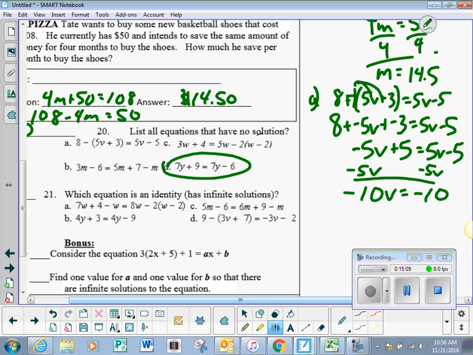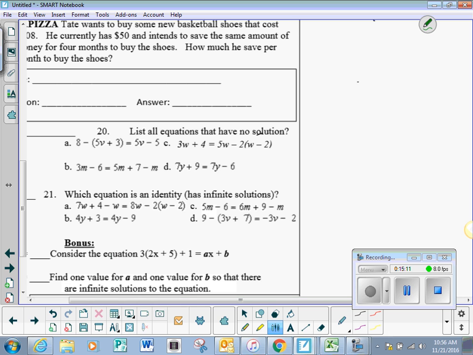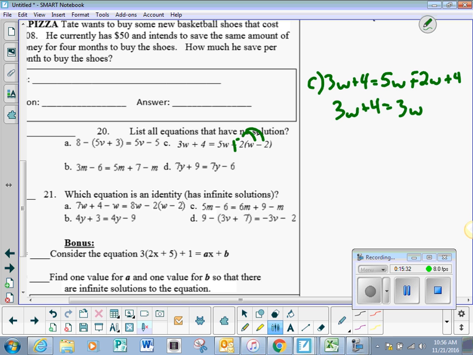So on C we have 3W plus 4 equals 5W minus 2W. When I distribute this negative 2, I get minus 2W, negative 2W plus 4. So I get 3W plus 4 equals 3W plus 4. What's that? That's identity. That's infinite solution. So that's not an answer either. So the only one on this one is D.